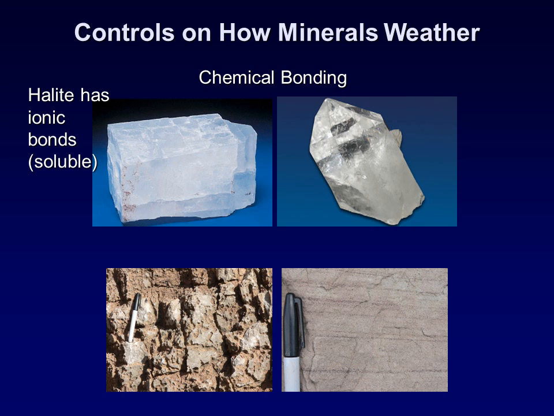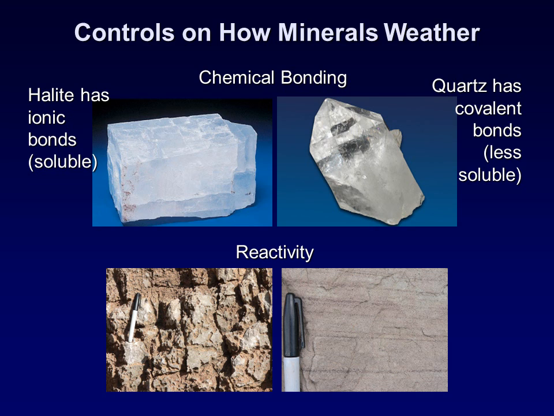So if we look at halite, which is just table salt. Halite has ionic bonds, and it's soluble. Okay, so if you have water falling on a soluble mineral, you know that it's going to dissolve that halite. Okay, and then in contrast, quartz has covalent bonds, so it's significantly less soluble. It has very strong bonds that are holding it together.